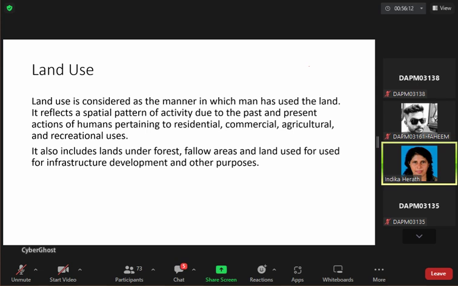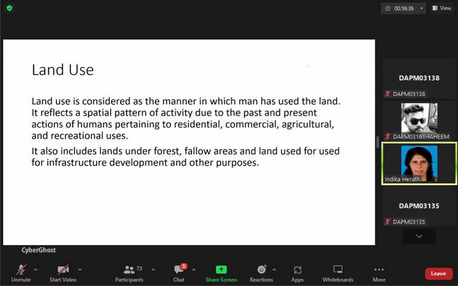That means land use is, let's say someone says current land use, what is the current land use of that land? That means what is currently on that land, what it has been using for. What it has been used for until now, that is what we call land use.